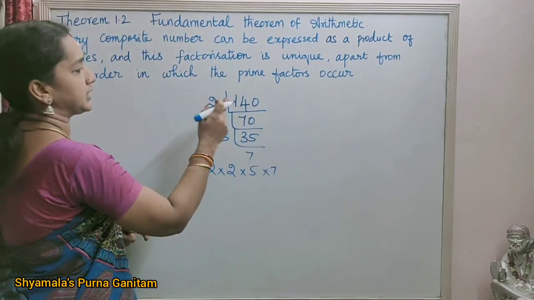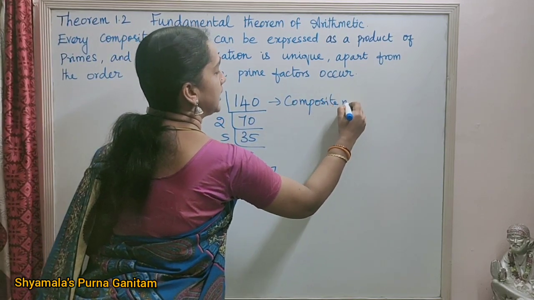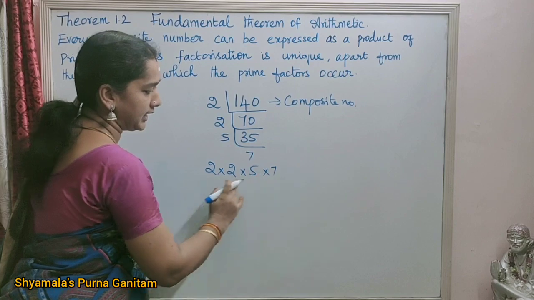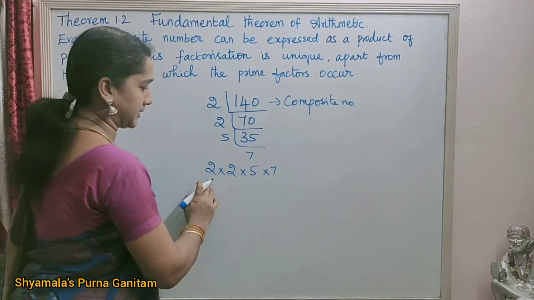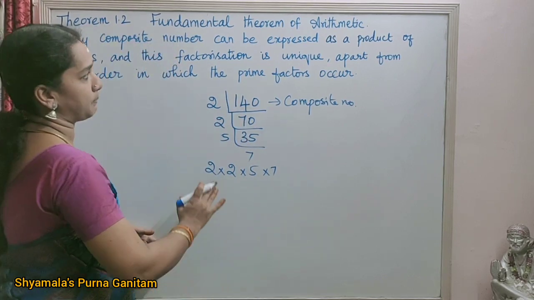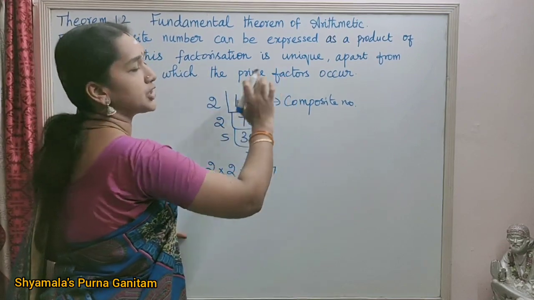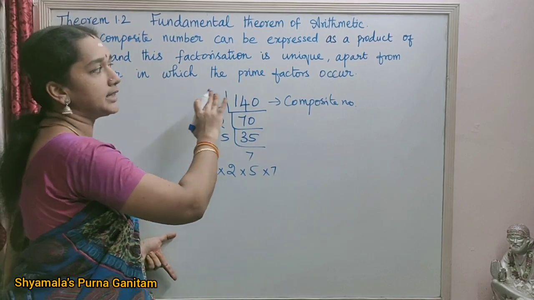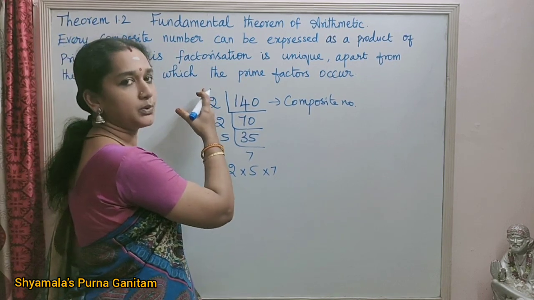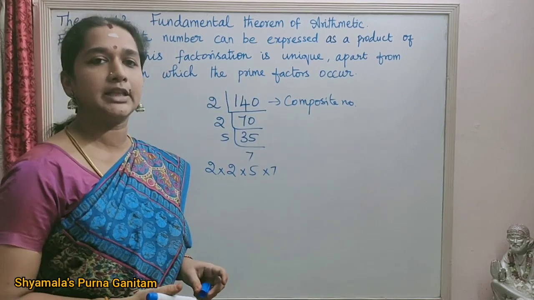So every composite number, and 140 is a composite number, can be expressed as a product of primes. So this 140 can be expressed as the product of primes, that is, all these are prime numbers. And this factorization is unique apart from the order in which the prime factors occur. In any order the prime factors may occur. Either you can start with 5 also, or you can start with 7 also. So it will be unique. So this is the fundamental theorem of arithmetic.